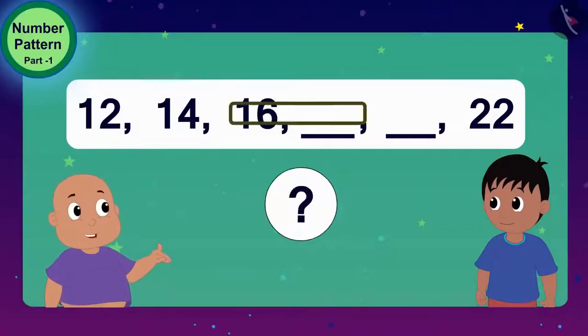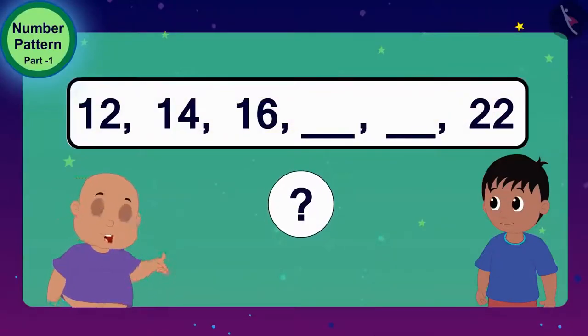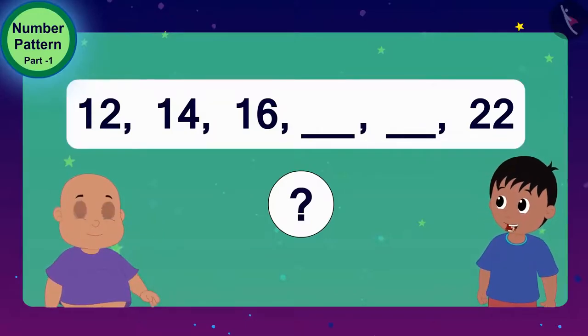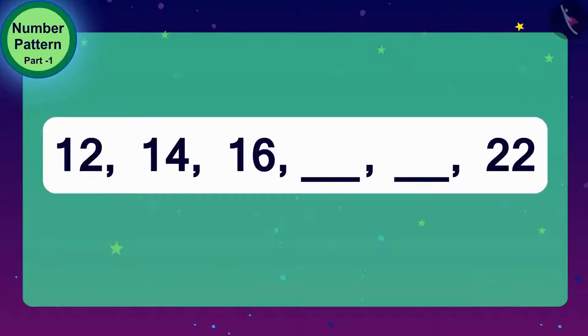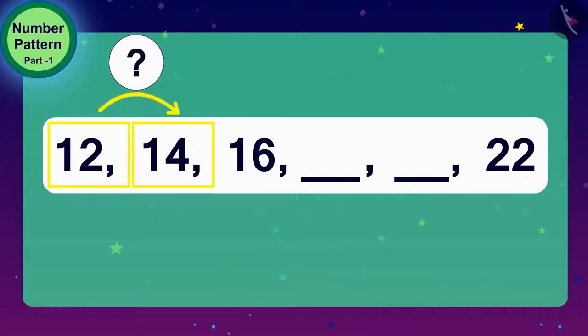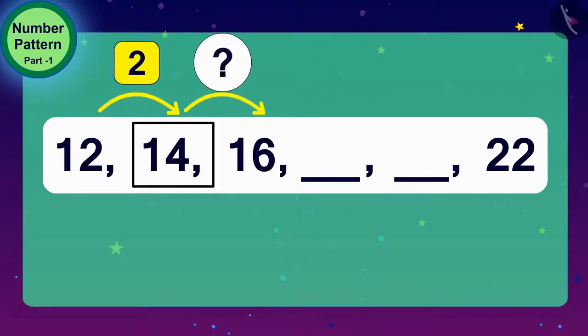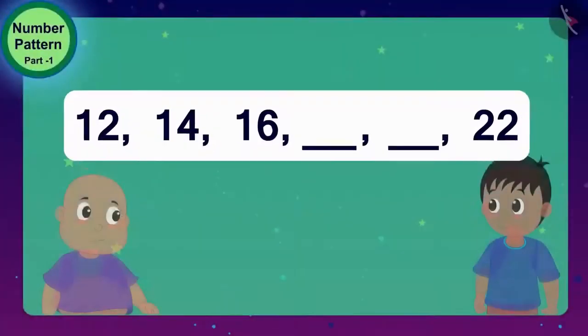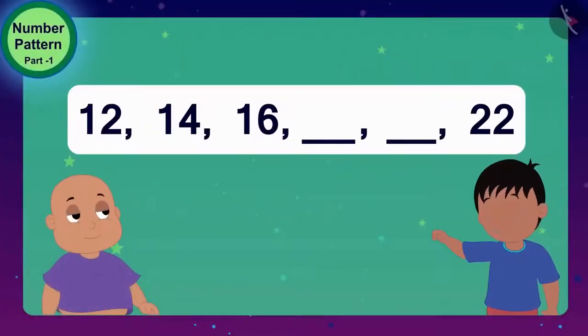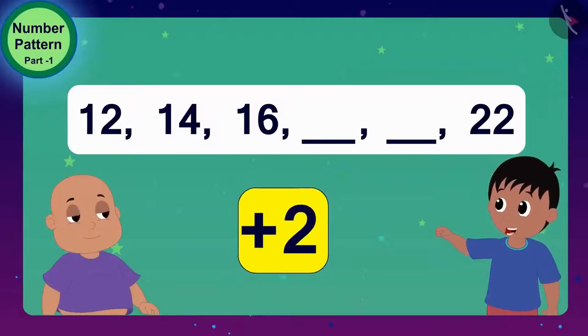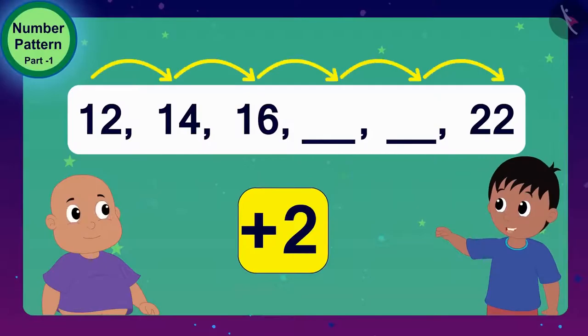"Raju, do you see any rules in these numbers?" "Bablu, let's take a closer look at these numbers. Bablu, can you tell what is the difference in the number between 12 and 14?" "Yes, 2." "And what is the difference between 14 and 16?" "Oh yes, Raju. The answer to this is also 2." "Look, Bablu, I got the rule of these numbers. When 2 is added to each digit, the next digit is found."